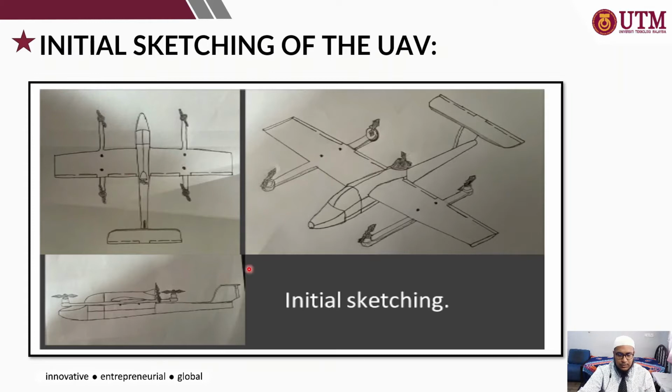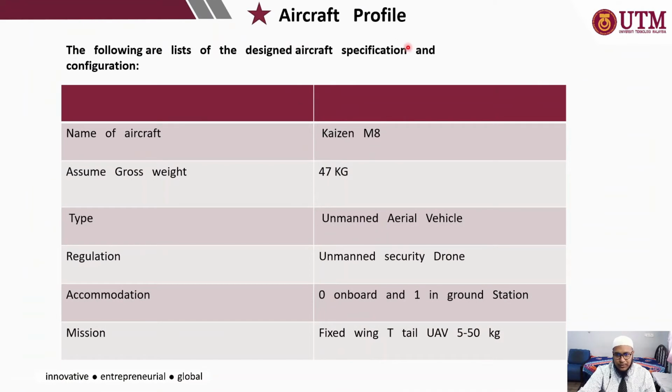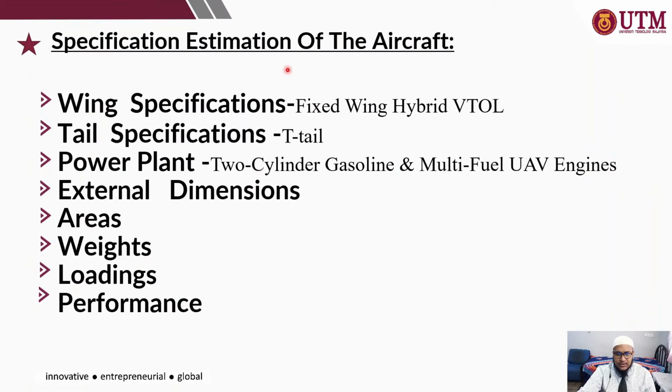This was our initial sketch of our UAV. And then the aircraft profile. The following is the list of the design aircraft specification and configuration. We have named the aircraft Kaizen M8. Assumed gross weight is 47 kg. Type was unmanned aerial vehicle. Regulation: unmanned security drone. Accommodation: 0 on board and 1 in the ground station to control the aircraft. And the mission was fixed wing detail UAV, 5 to 50 kg.